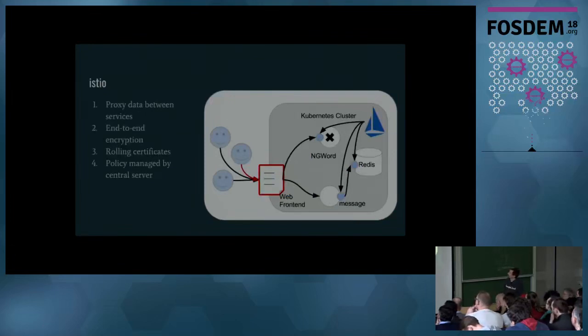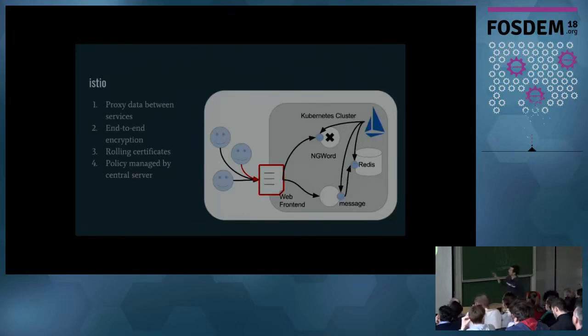The way that it looks is something like this, where you have a little sidecar proxy running on each of your applications, and the communication in between them is authenticated and encrypted. So you can't really, from the web front end, listen in on what the message service and the Redis service are doing. And you also can't as easily just send requests to a particular service because you're not authenticated with that service.